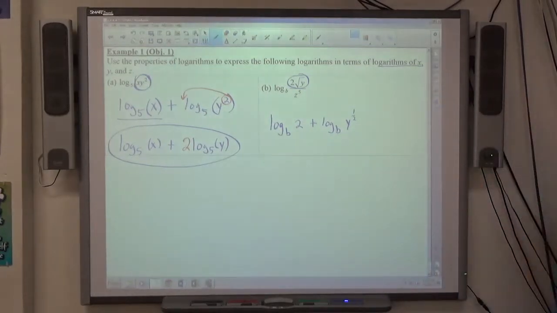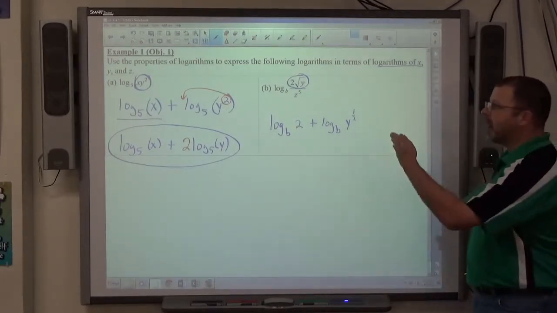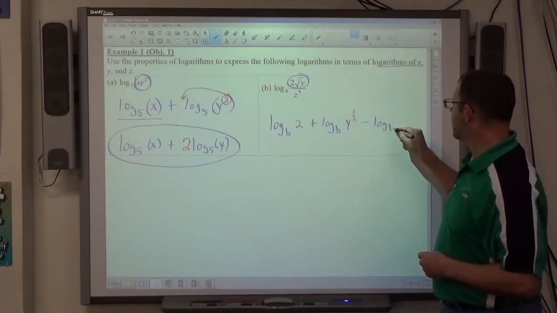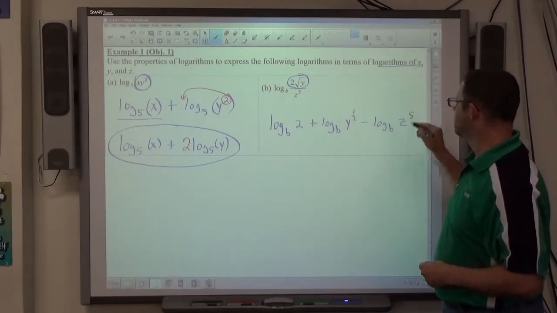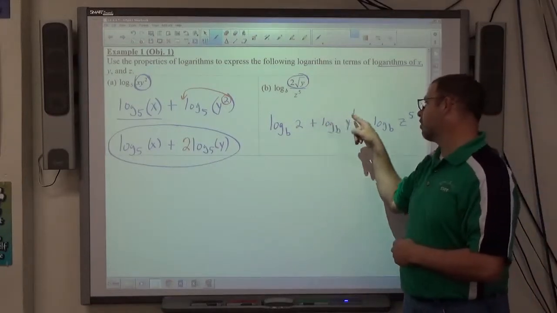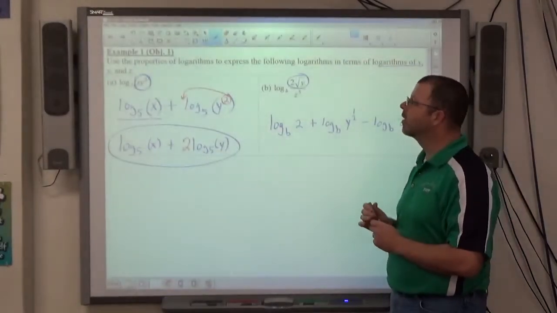The 2 and the square root of y are being multiplied together, so I'm writing that as a sum. It's being divided by z to the 5th, so I'm going to subtract log base b of z to the 5th power. So again, priority 1 is to break it apart into pieces. You don't want more than one object in each logarithm. So log of 2, log of y, log of z, right? Powers are going to be dealt with in a minute.